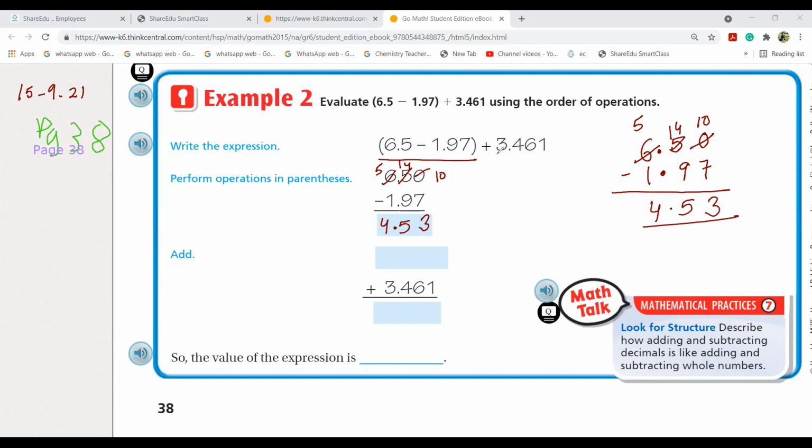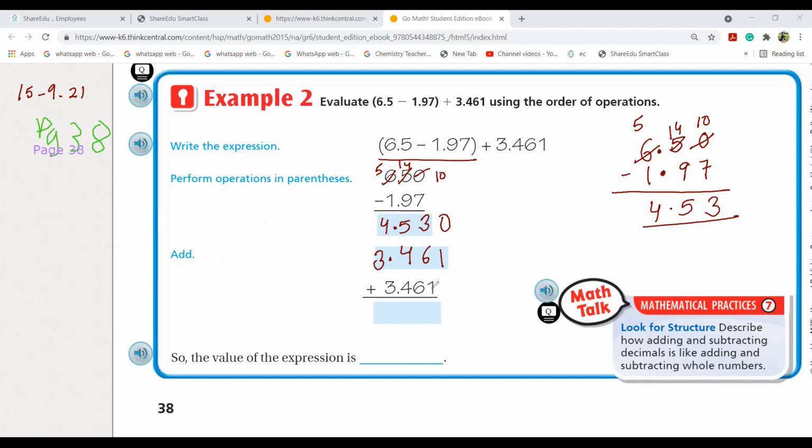Now you need to add, because you've solved the parenthesis. Now what is left? 3.461. I need to add 3.461. Girls, some of them, they do this mistake. See, girls, don't write this. They write 1, 6, 4, 3 point like this. Don't do this, girls. This is wrong. The point has to be just below the point. 3.461, and this is empty.